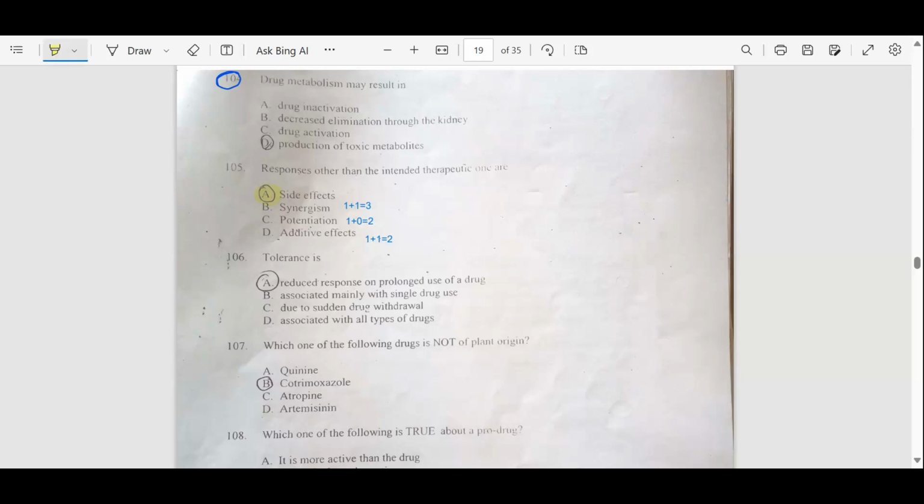Thank you. Before we move to the next question, may I have a question on this one? What's the difference between side effects and adverse effects?